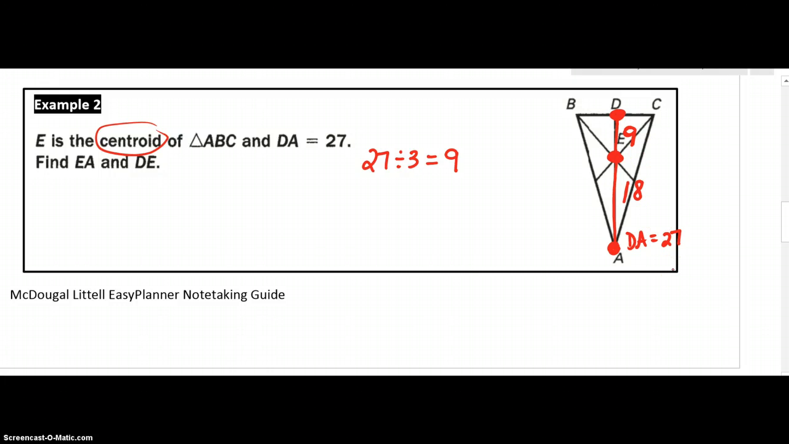Okay? So we take the big segment, 27, we divide it into 3 equal pieces. The short segment is just one of those pieces, and the long segment is twice that. Does that make sense? Okay.